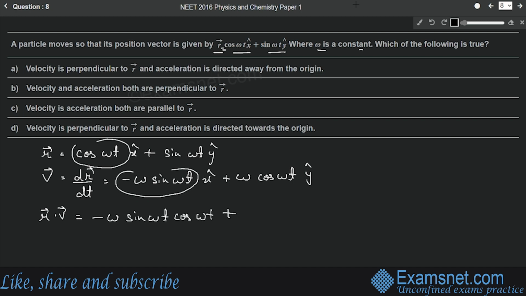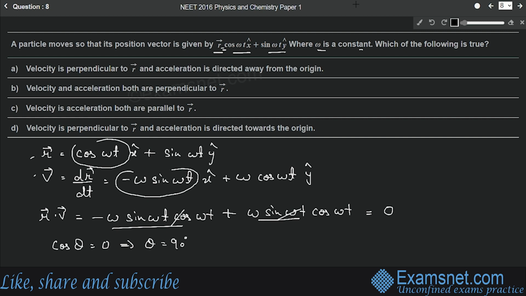Similarly, the product of the second term will be plus omega sine omega t cos omega t. So the same term is first in minus and then in plus, so it will be cancelled. So the overall dot product will be 0, right? And when the dot product is 0, it means cos theta is 0. So this shows that theta is equal to 90 degrees. That means the angle between the position vector and velocity vector is 90 degrees. So we can say that position vector and velocity are perpendicular to each other.